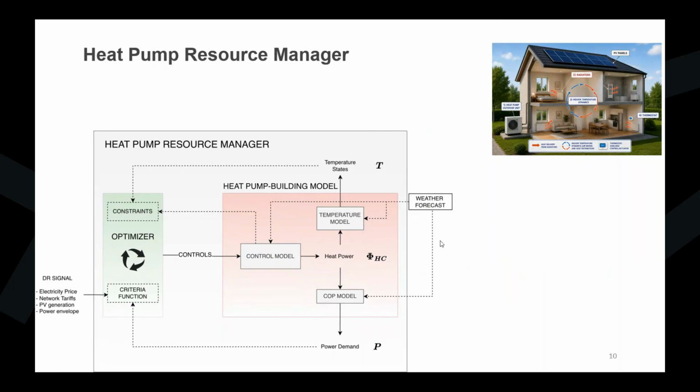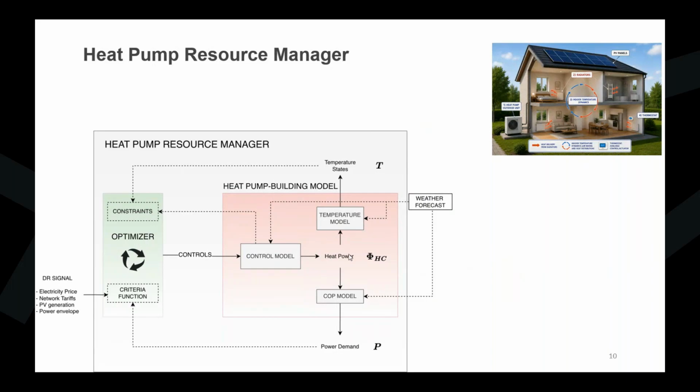On the right side, we have the heat pump. We have the model that represents this coupled system of the heat pump and the building. Because of its complexity, the whole model is divided into multiple different components. The first component is a control model, which maps the available controls, for example, the thermostat, into the realized thermal power or heat power of the heat pump.